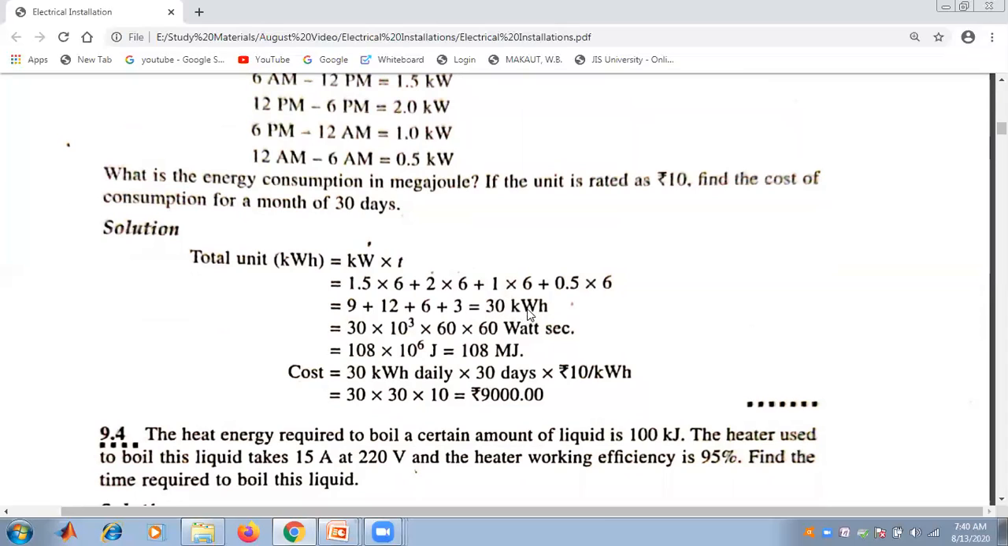And we have to calculate for 30 days, that is 30 kilowatt hour daily multiplied by 30, and each unit is rated as 10, so it is again multiplied with 10. So 30 into 30 into 10, that is 9,000 rupees is the total cost.